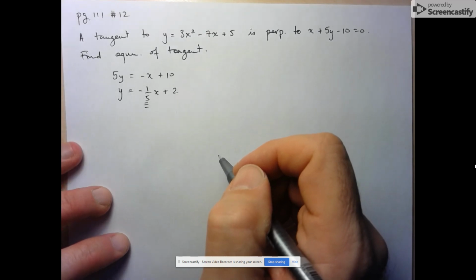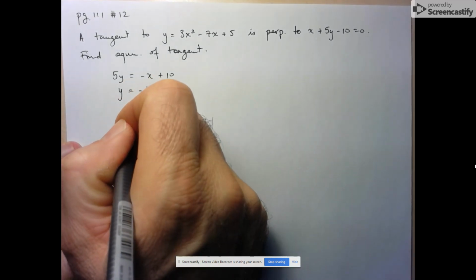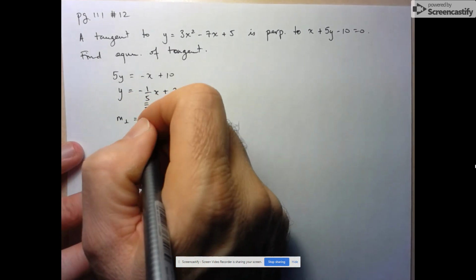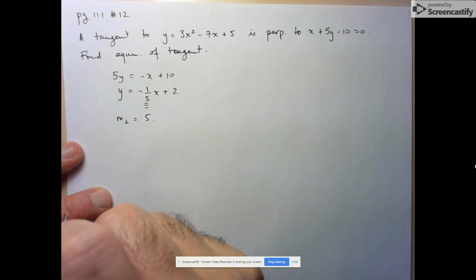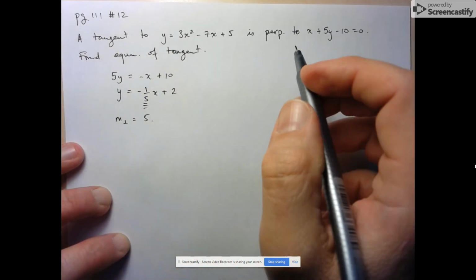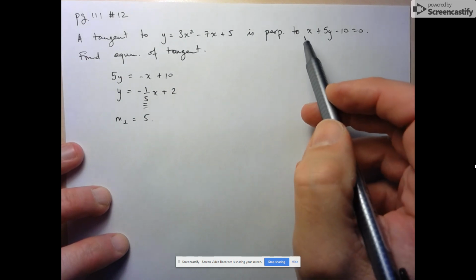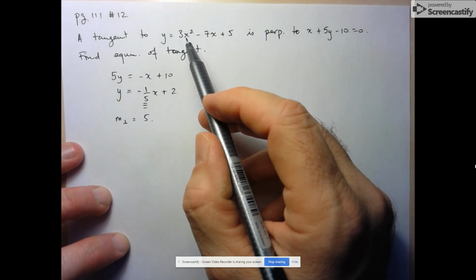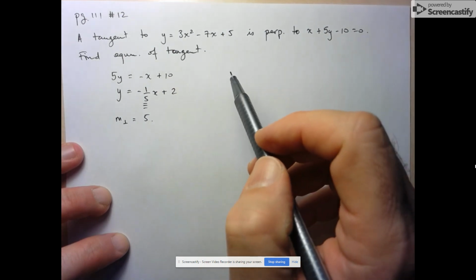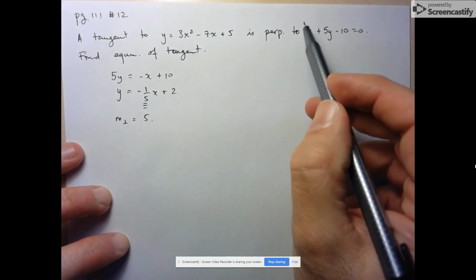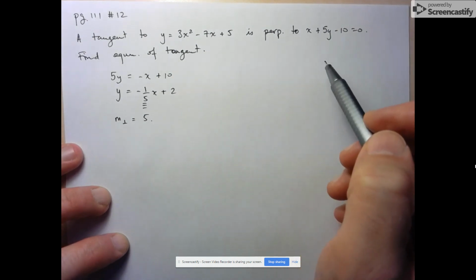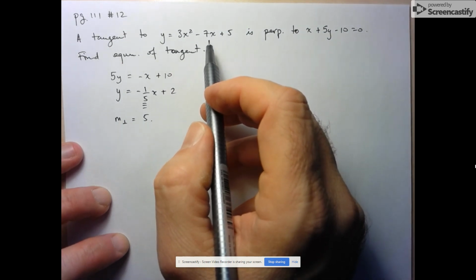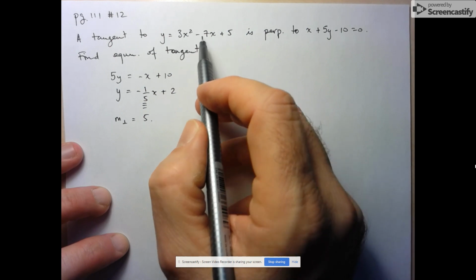Since the tangent is perpendicular to it, the slope we're looking for is the perpendicular slope, which is going to be the negative reciprocal of negative 1/5, which is just 5. Now, it doesn't say that this line is perpendicular to the tangent at the point where we're taking the tangent, so we can't really use this line to find the point itself. We're going to have to work with the function given, the parabola, because we know that the tangent is going to have to share a point with it.